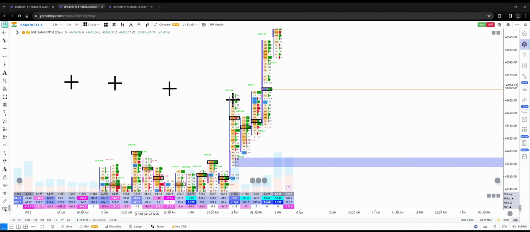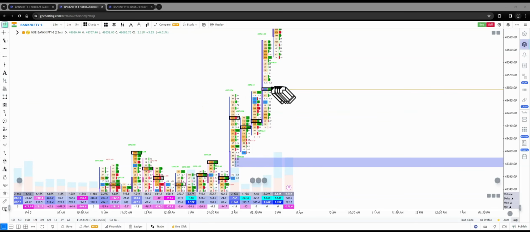Now the zone, if you look clearly, is this one. Of course, these are stops that got triggered, people who wanted to go short here, and they got triggered, and the market continued. And the interesting part is the other zone that we found here.